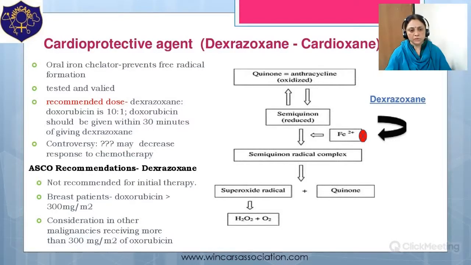However, there is some controversy that administration of this might reduce the response to chemotherapy. At present, the recommendations do not advise its use as initial therapy. However, it is suggested to be used in patients, especially breast cancer patients, who have received a doxorubicin dose of more than 300, and should be considered in other malignancies who have also received more than 300 milligrams of doxorubicin.